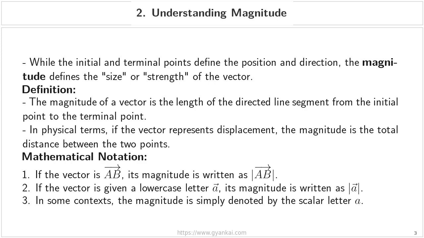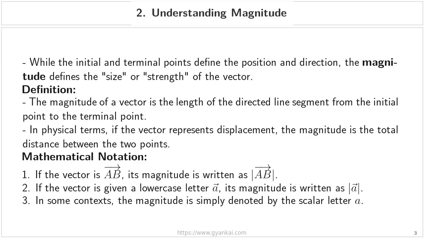Second, if we are using a simpler lowercase letter to represent a vector, such as vector a, we use the same vertical bar notation. You would pronounce this as the magnitude of vector a is equal to vector a, enclosed in vertical bars. Finally, it is worth noting that in some more advanced mathematical contexts, you might see the magnitude represented simply by the scalar letter, a, without the vector arrow.